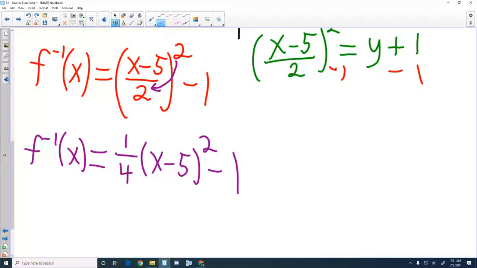Is this parabola going to open upwards or downwards? Is it positive or negative? Look in front of the squared term. That's a positive 1/4. That means it opens in the positive direction, so it opens upwards.